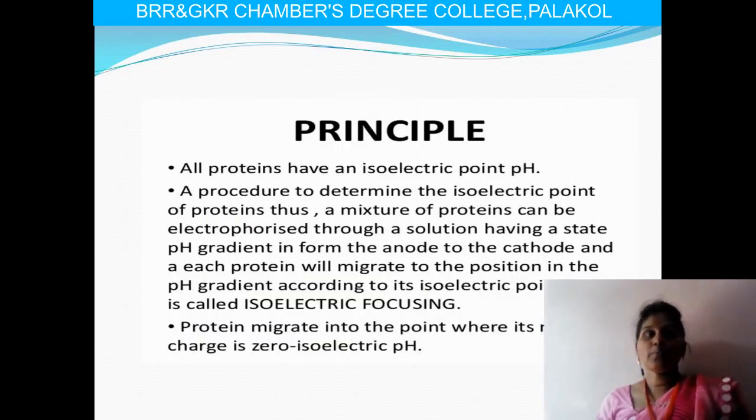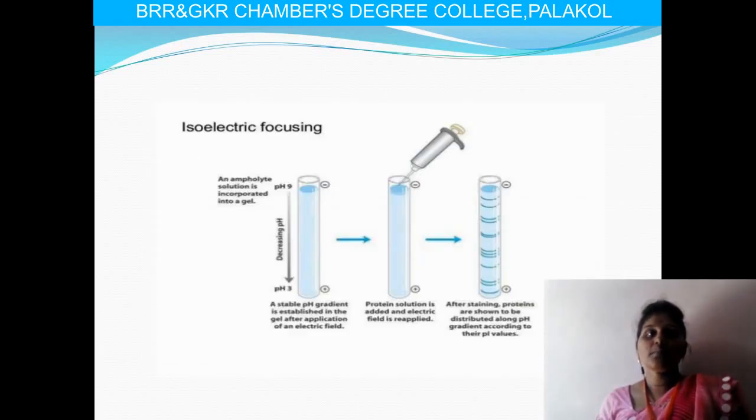Here all the proteins have an isoelectric point pH. If we take a mixture of proteins, they can be electrophoresed through a solution having a stable pH gradient from the anode to the cathode, and each protein will migrate to a position in the pH gradient according to its isoelectric point. This is called isoelectric focusing. This is the picture of isoelectric focusing.